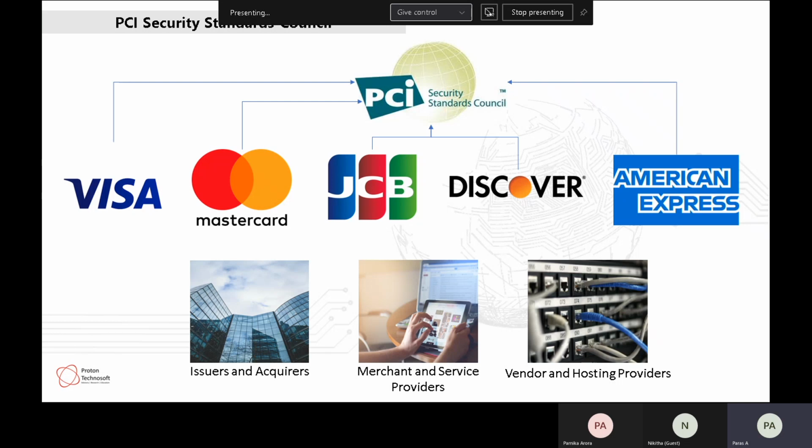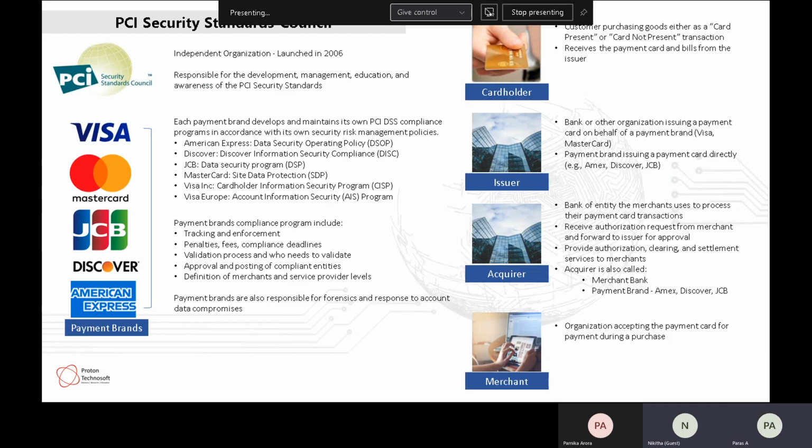And then we have the vendors or the hosting providers as well, wherein the cloud providers most of the time will come in fit now because they are also hosting the payment related applications on their infrastructure. So they are also kind of a service provider slash the hosting providers. Clear? Yes. Okay.